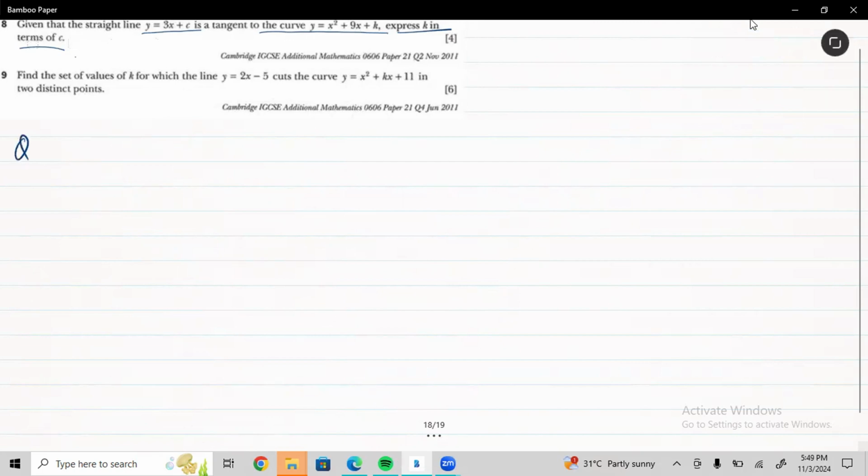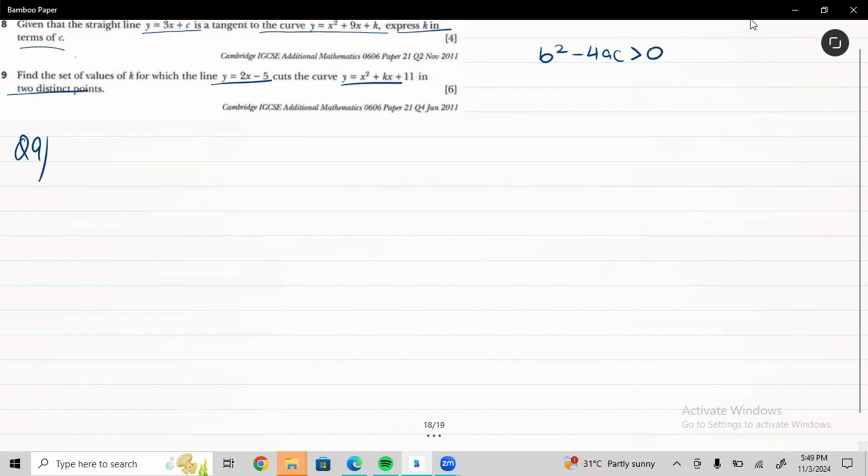For question number 9, we have: find the set of values of k for which the line y is equal to 2x minus 5 cuts the curve y is equal to x squared plus kx plus 11 at two distinct points. Again, we have discussed throughout this exercise that when we have two distinct points, b squared minus 4ac, which is the discriminant, is going to be greater than 0.